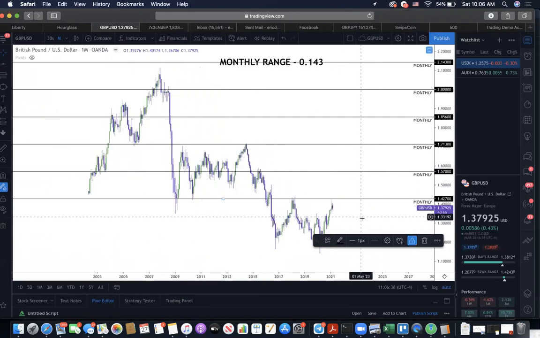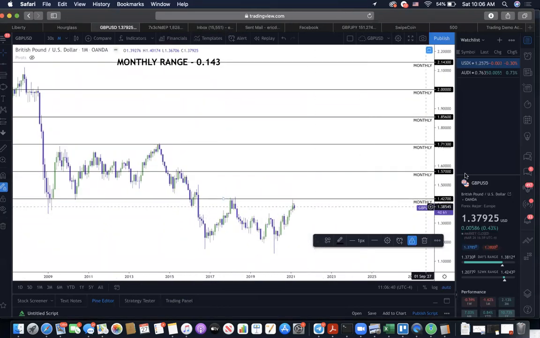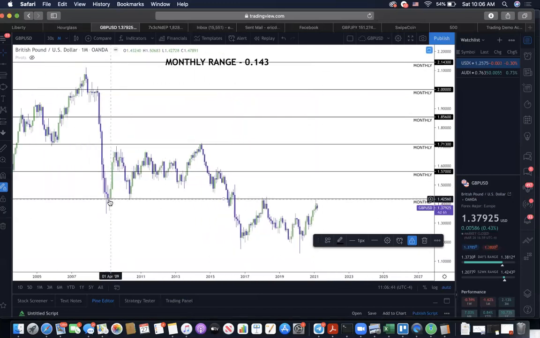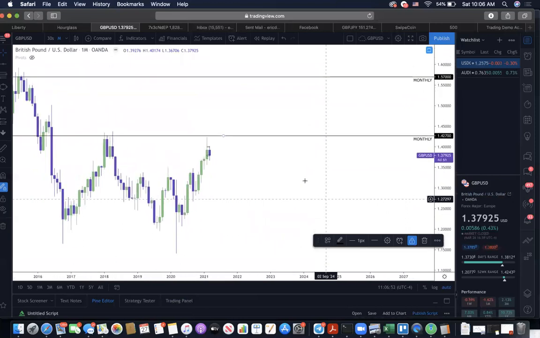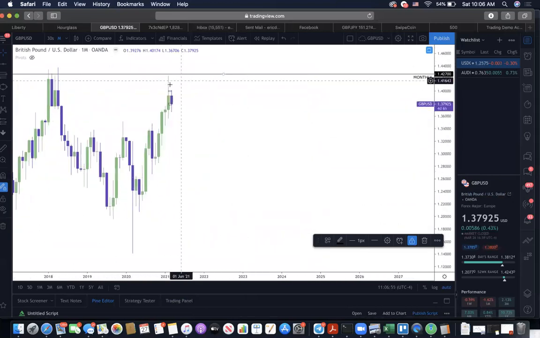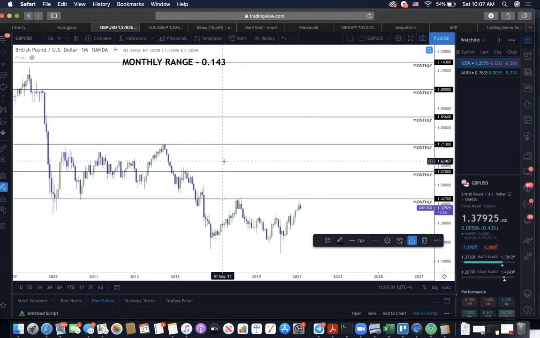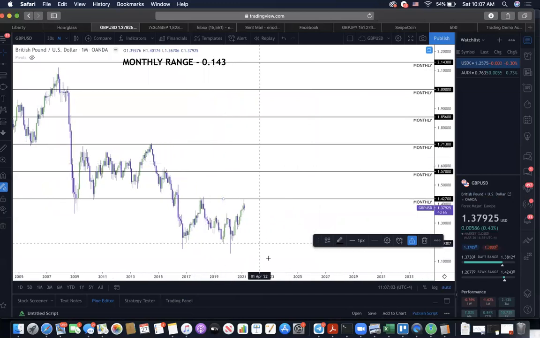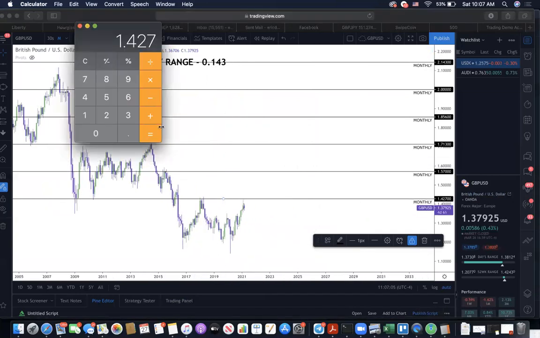Let's lock it. Now notice when I put this most recent monthly key level here, notice the price action. Bought, bought, sold, sold. It almost rejected it. It came real close, just a few pips, and then it sold off. All right, let's continue going down.